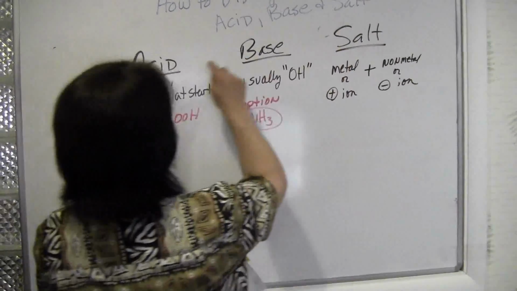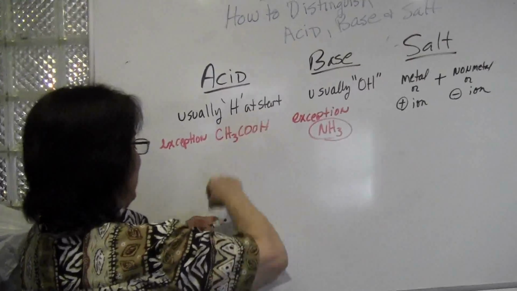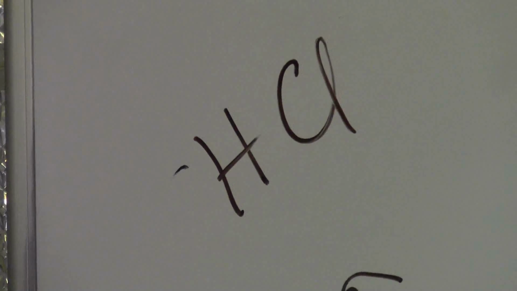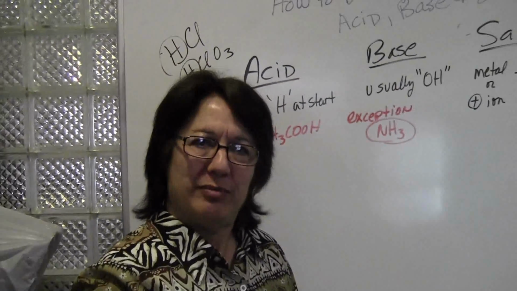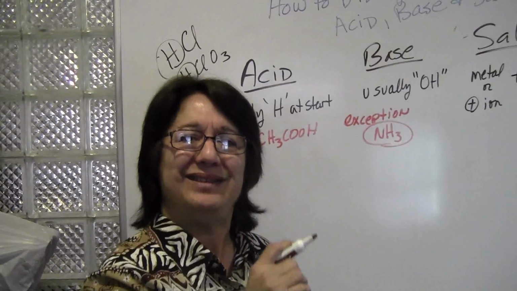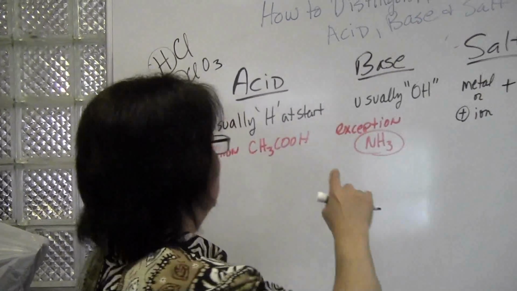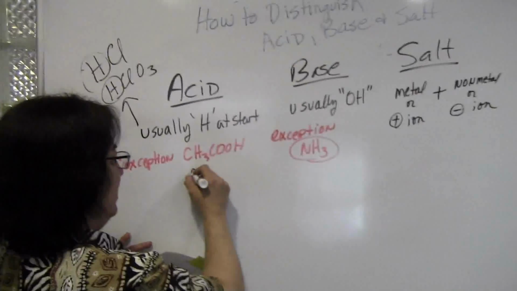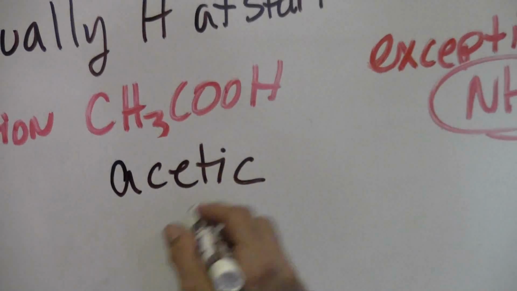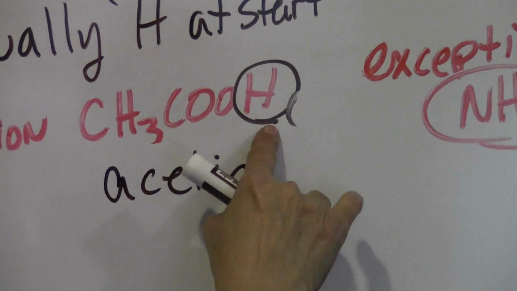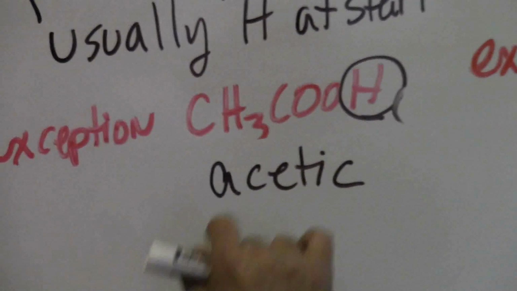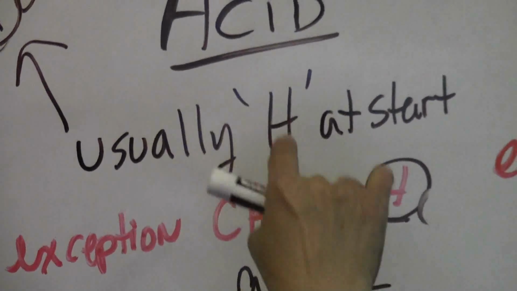Acid, base, salt. Usually an acid is going to have an H at the start. For example, we saw HCl, HClO3. Usually the hydrogen's right at the front, but some stinker problems might give you the H at the end of it, like in an organic acid, like acetic acid, which is CH3COOH. Now you remember from our last video, they were sneaky and they put the acid hydrogen at the end. So that's an exception. So acids start with H usually.